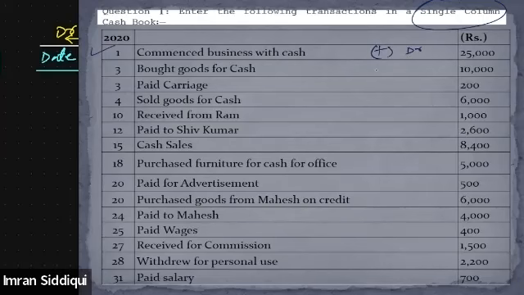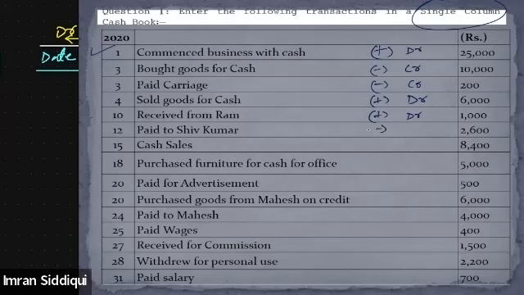Bought goods for cash. This will lead to an outflow, and therefore it should be recorded on the credit side. Paid carriage: this is also an outflow, recorded on the credit side. Sold goods for cash: will it lead to an inflow or outflow of cash? Inflow. So should this be debited or credited? Debited. Received from Ram: this is also an inflow, debited.